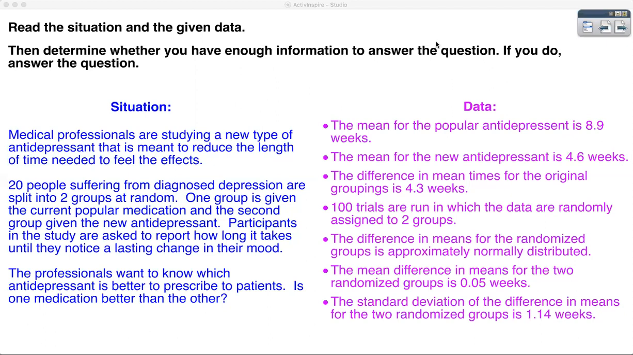Again, what really helps more than anything else is thinking about, the first thing to think about is the difference in means from the original groupings, right? And then once you have that and you notice, oh, okay, this information is approximately normally distributed. I have my mean difference, the mean difference in means for those two randomized groups is only 0.05, right? And using that information about standard deviation as well, it allows me to determine that we do in fact have enough evidence here.